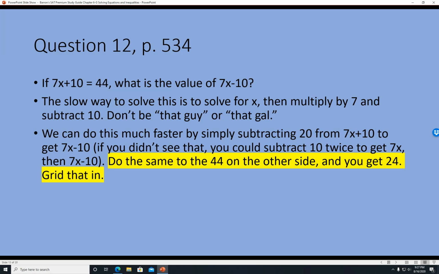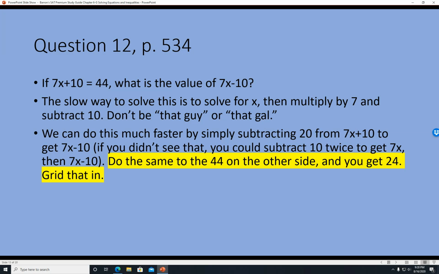So this would be the Joe Bloggs way to go: all right, I want to solve for x, so then I'll multiply by 7 and subtract 10. So you could do that. You get 7x is equal to 34, so then it's 34 over 7, and then you multiply 34 over 7 by 7 to get 34, and then you subtract 10 and get 24.